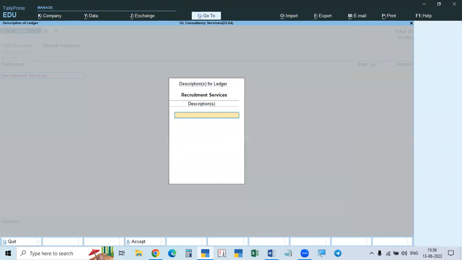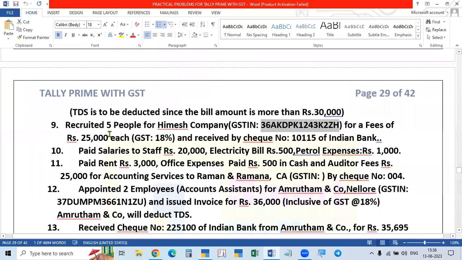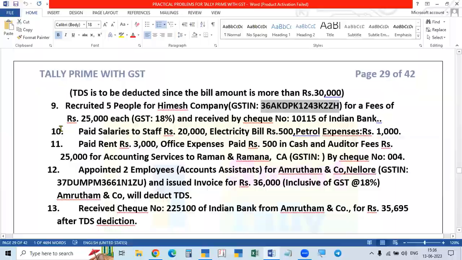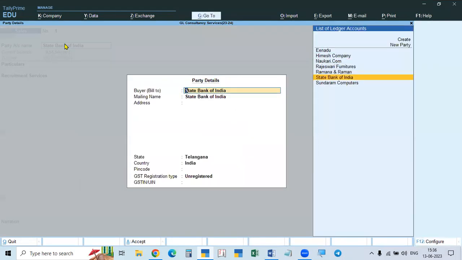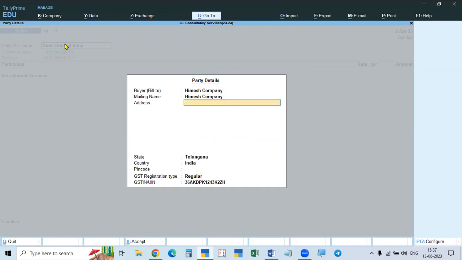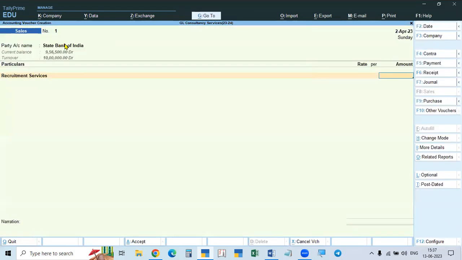Here we are entering Himesh company, but here he is paying the amount immediately by check. So instead of this, we can treat it like cash sales, since we are getting a check. Take Himesh company here. It is created already; otherwise, you can type Himesh company here and all the details will come. Directly receiving, how much amount is it giving? 25,000 rupees, then CGST.